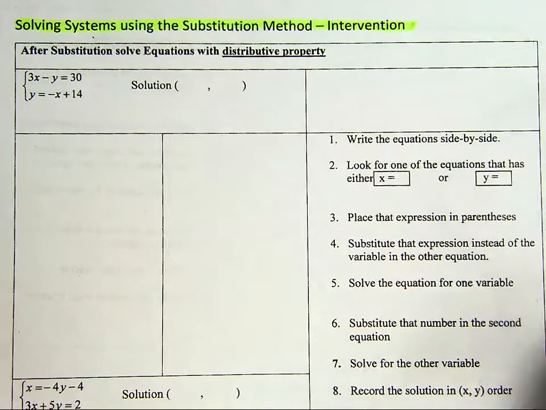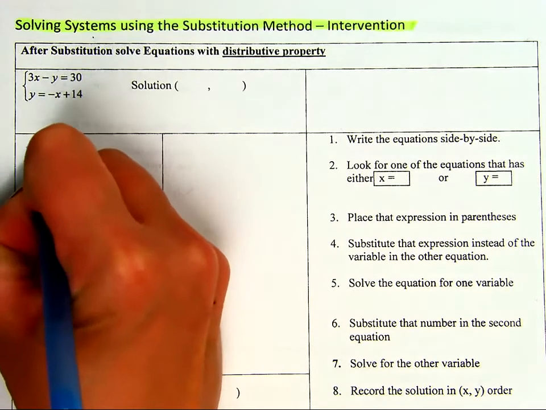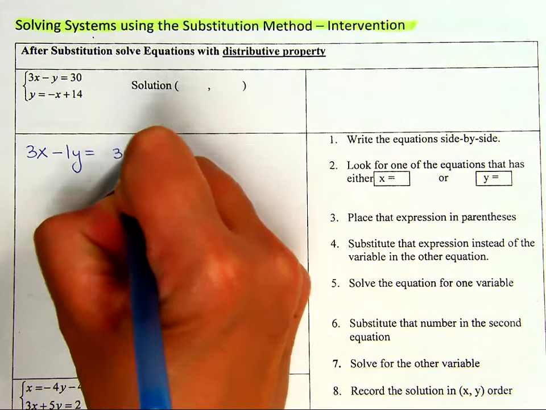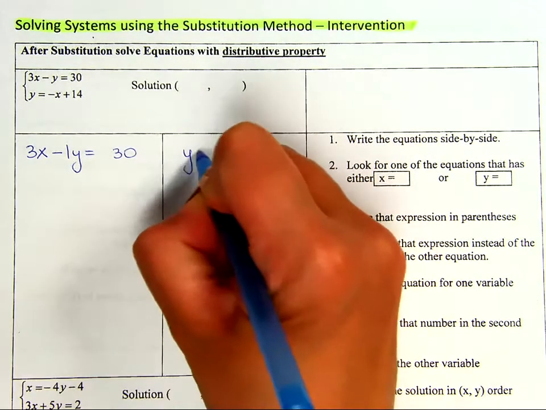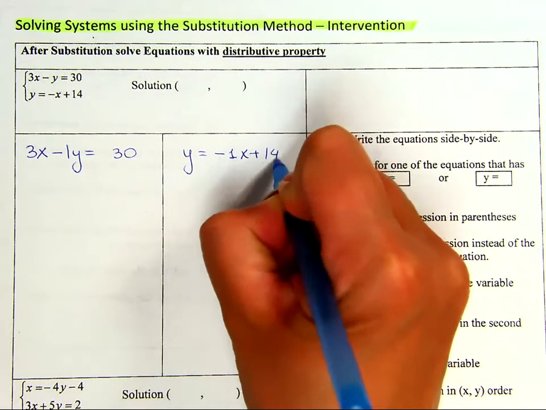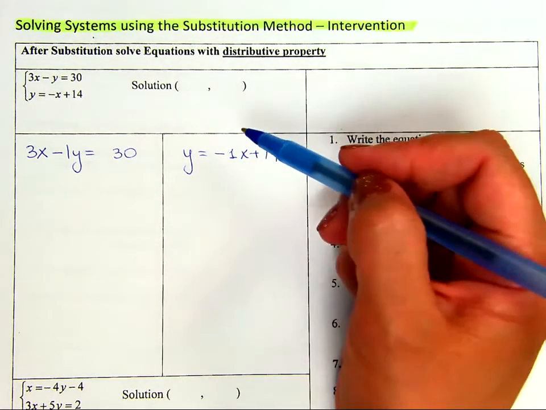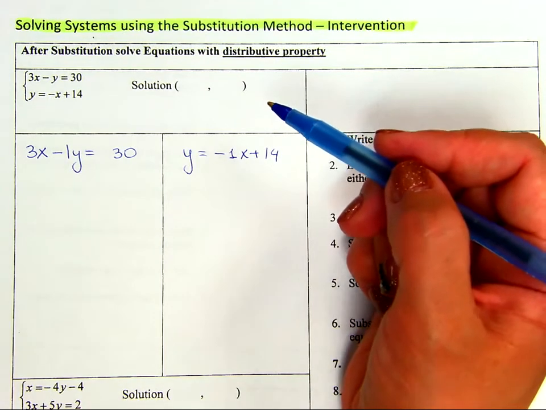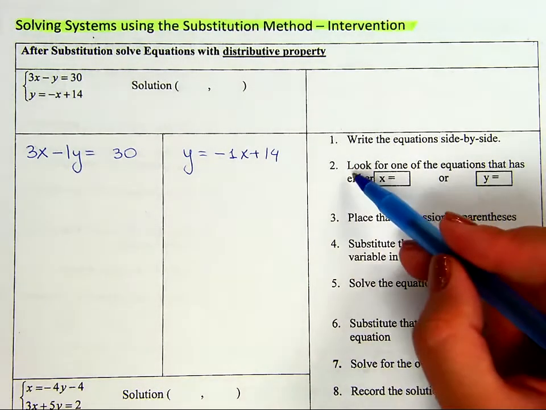Write the equations side by side. As we write them, I'm going to fill in the hidden coefficients. So y equals negative 1x plus 14. To find the solution, we need to find both x and y variables, and we have two equations.